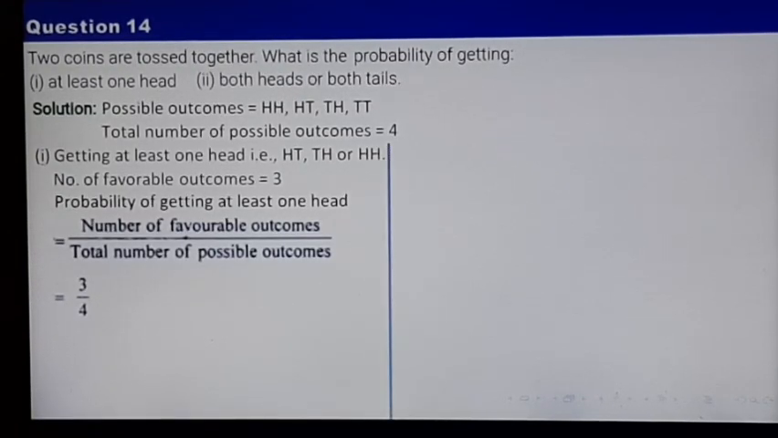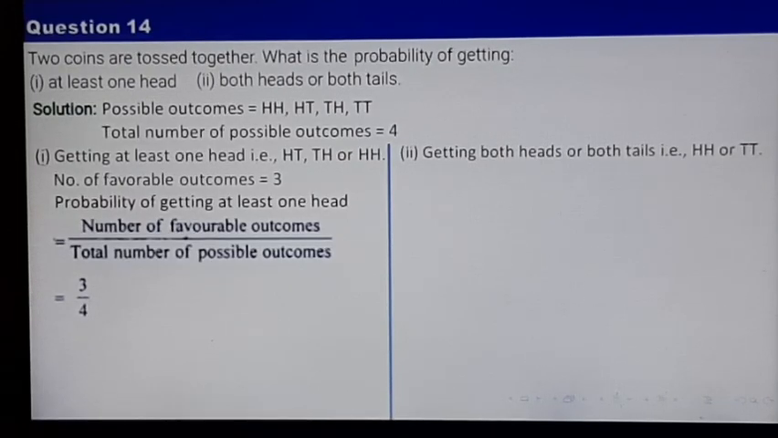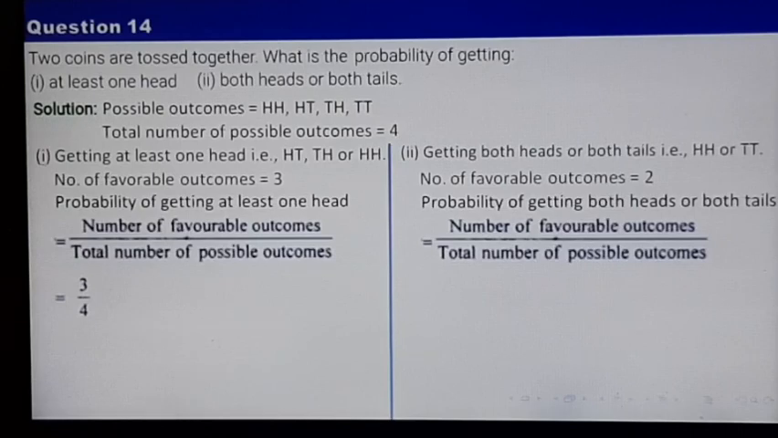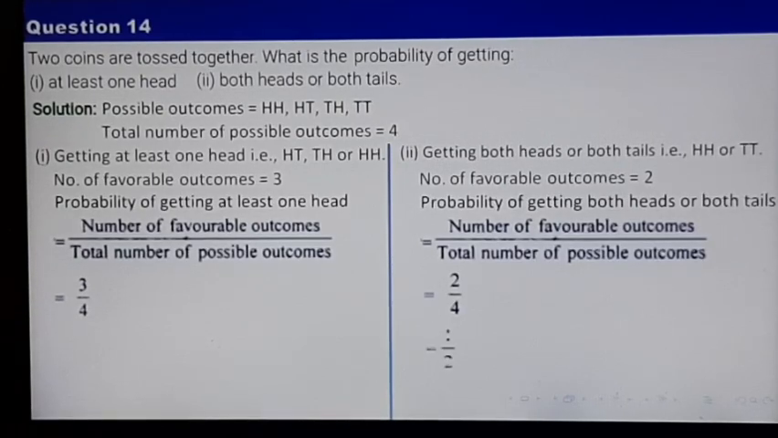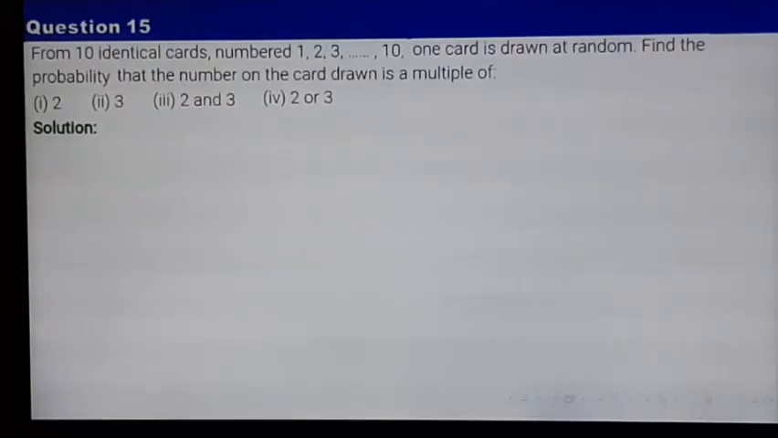Now let's go to the second part. The second part says getting both heads or both tails. That means it has to be either HH or TT. So what is the favorable number of outcomes? It is 2 here. So the probability using this formula will be 2 by 4, which is nothing but 1 by 2. So pause the video to note down. Now let us move on to the next question.